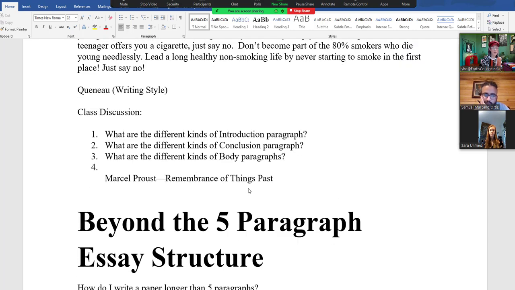So how would we write something longer? We could still use the 5-paragraph essay structure, but how would we do that if we want to write a 500-page book or a 20-page paper? How do we use the 5-paragraph essay structure for that?